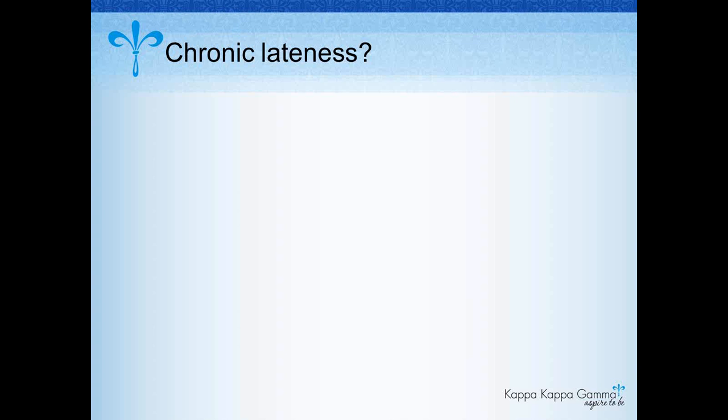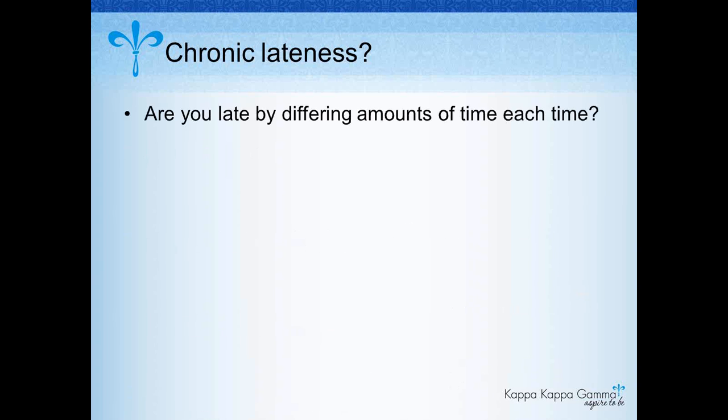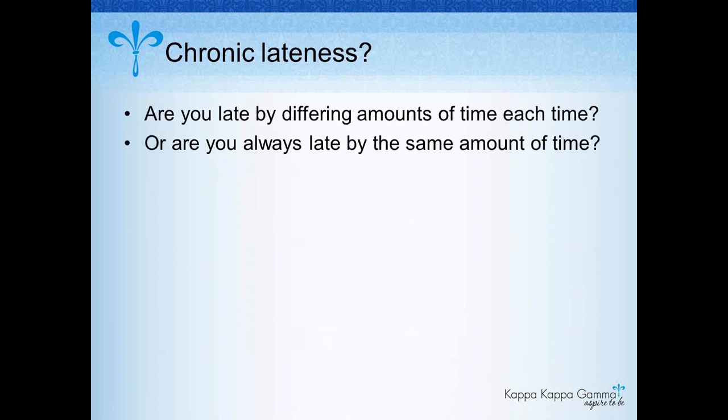All right, so chronic lateness. You may be somebody who's late. You may know people that are always late. And the first thing you want to ask yourself, whether it's about yourself or somebody else, is: are you late by differing amounts every time, or are you always late by the same amount of time?